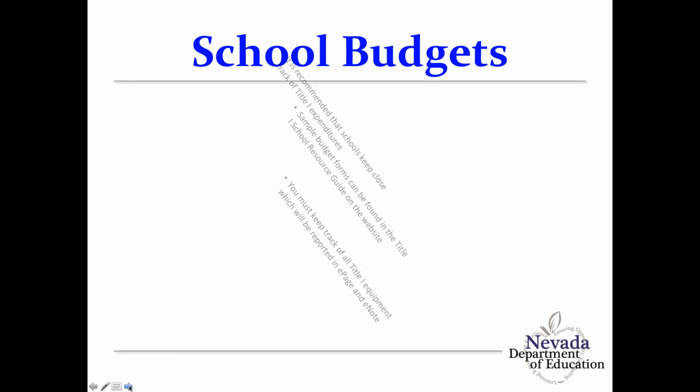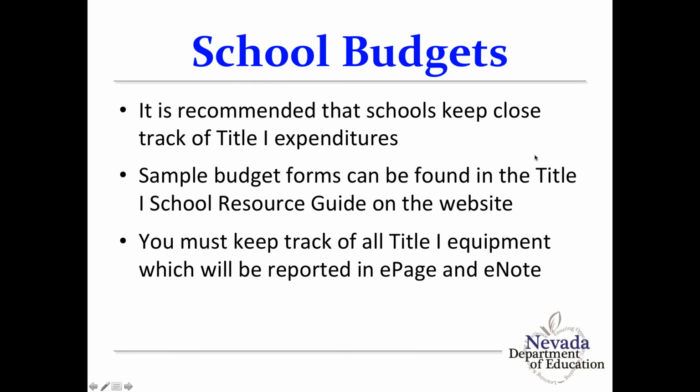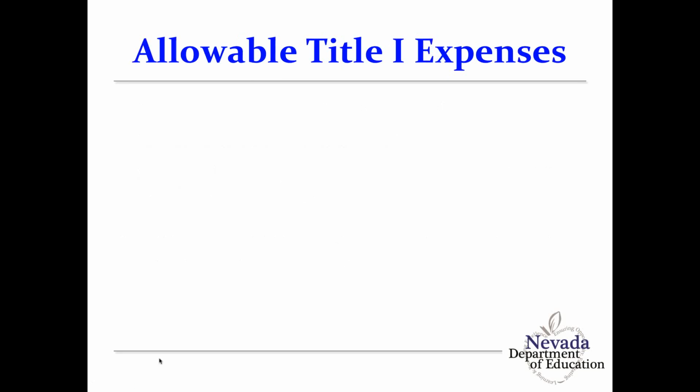All right, school budgets. It is recommended that schools keep close track of their Title I expenditures. There are sample budget forms which can be found in the Title I resource guide on the website. And you must keep track of all Title I equipment, which will be reported in ePage and eNote. Sometimes we have issues with that. I remember one time you have to say where the equipment is, and they were talking about laptops, and they said it was found in the cart. We need to know what school the laptops are in.